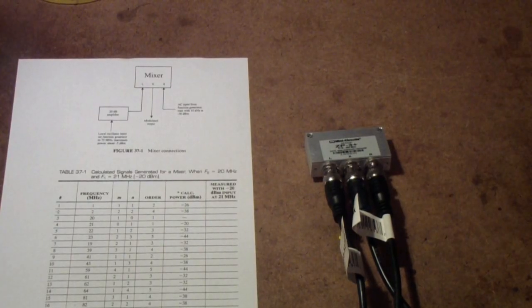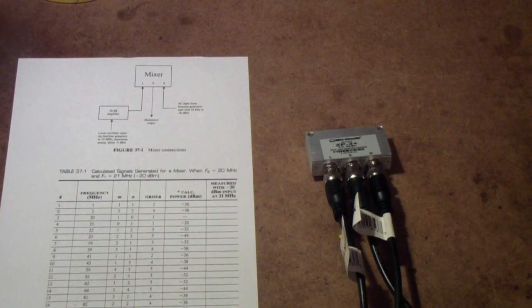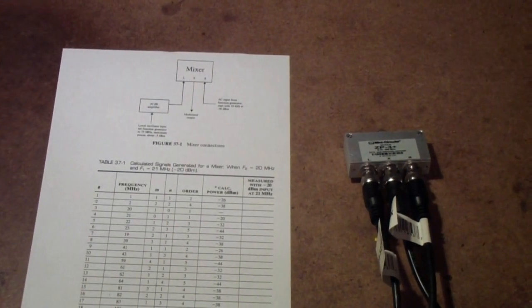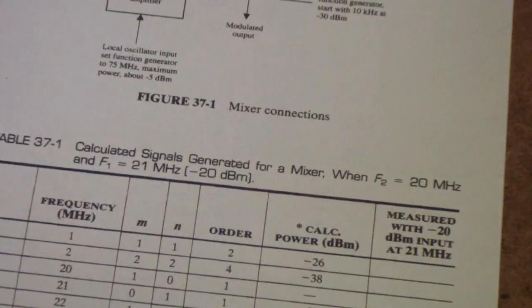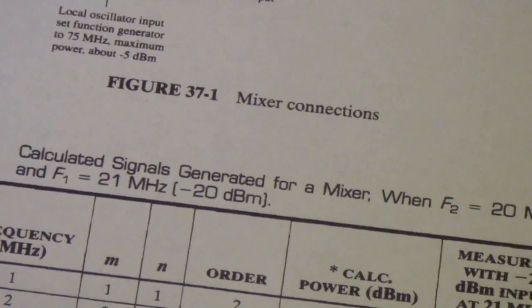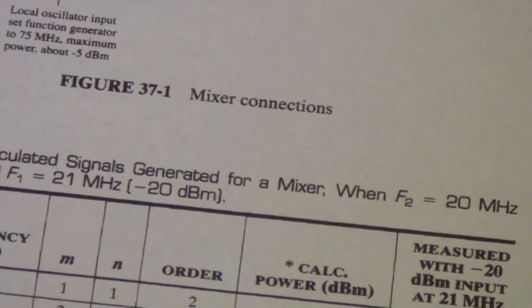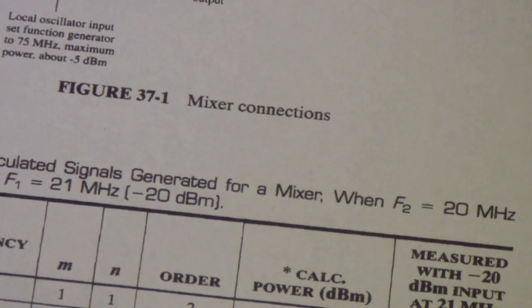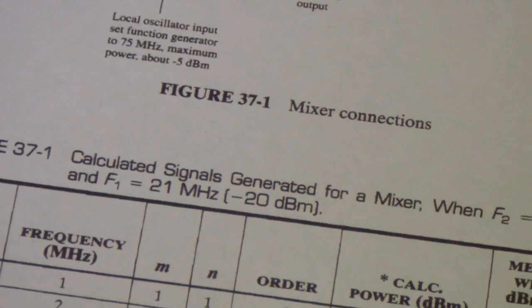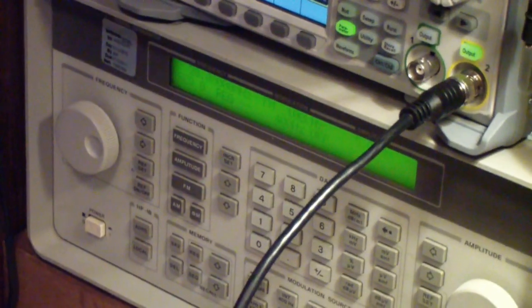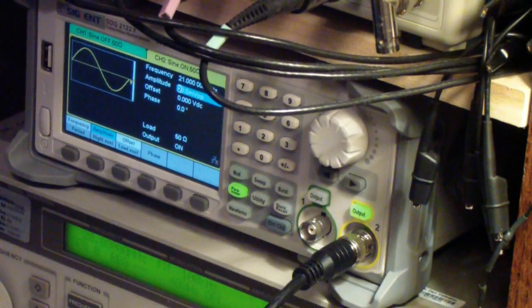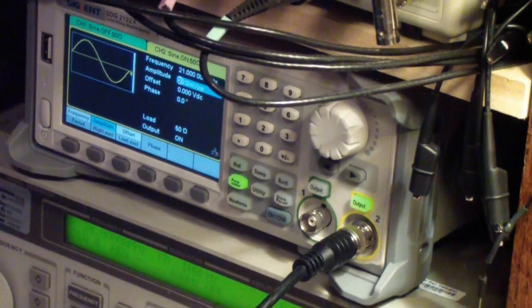So here is the MiniCircuits mixer on the right over here, and we are putting in two frequencies. Frequency 1 is 21 megahertz and frequency 2 is 20 megahertz, as you see there. The 20 megahertz is at plus 5 dBm, and we'll talk about why that is in a second. Frequency 1, the 21 megahertz, is at minus 20 dBm. Those signals are coming from the HP generator over here in the case of the 5 dBm signal, and the minus 20 dBm signal is coming from this Siglent function generator.